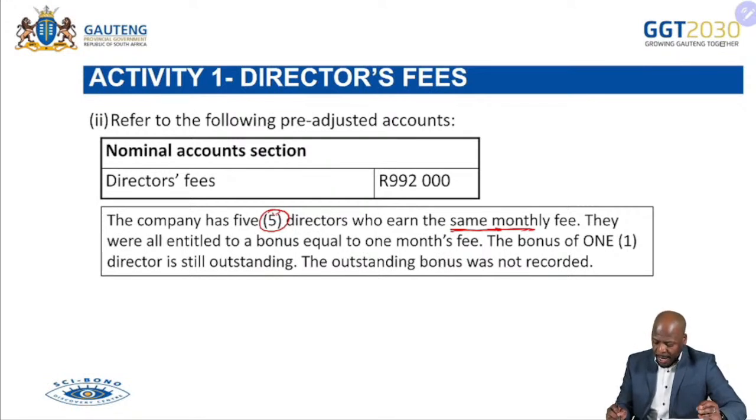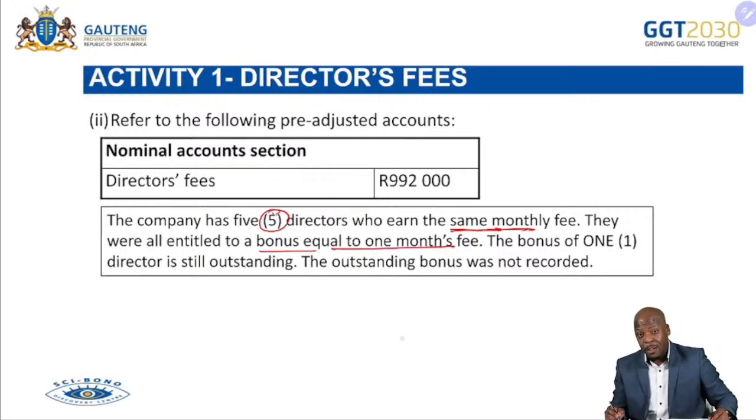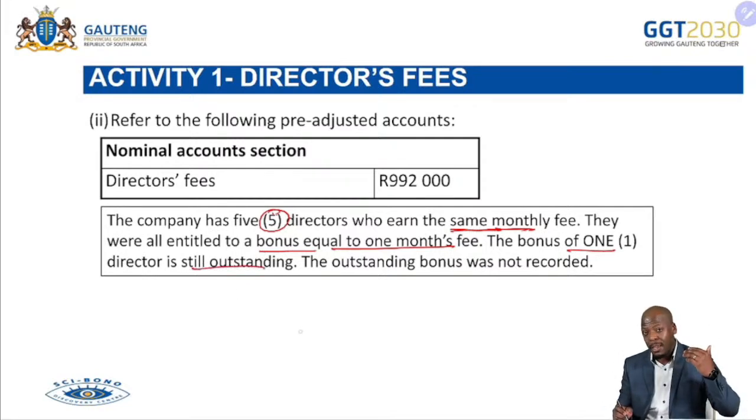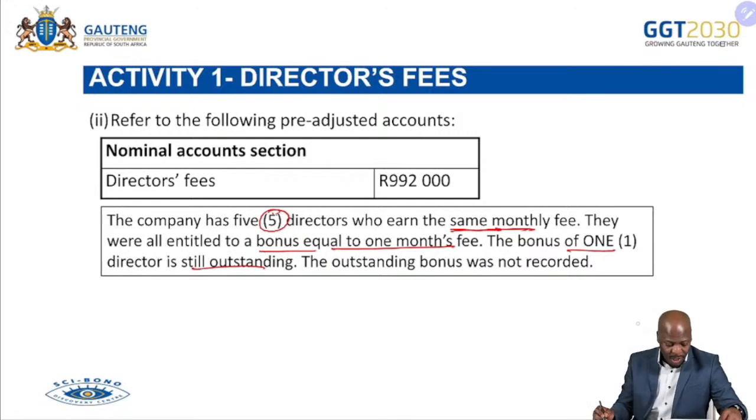They were all entitled to a bonus, and the bonus is equal to 1 month's fee. Where is the problem? The bonus of one of the directors is still outstanding. So we have an accrued expense. At the back of your mind, you must be thinking, if I have not yet paid one of the directors, therefore it is an expense which is accrued. So I'm owing. The outstanding bonus was not recorded.